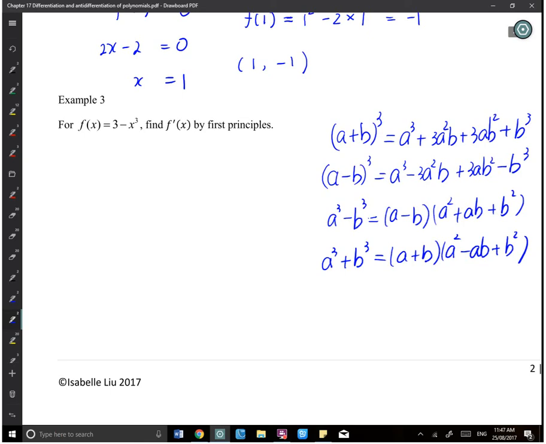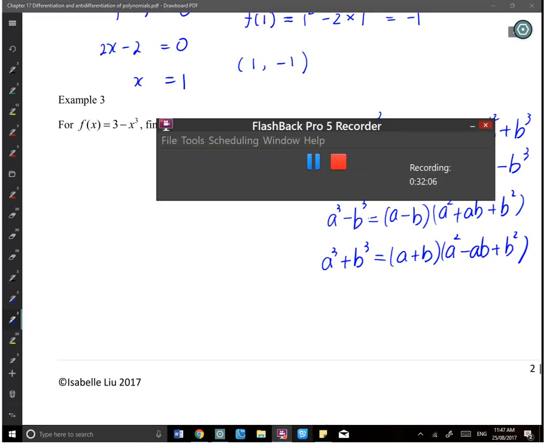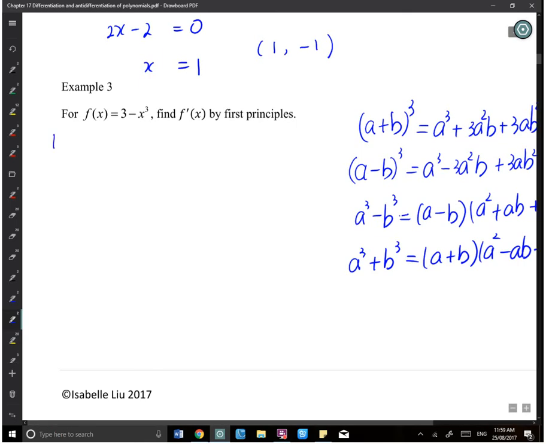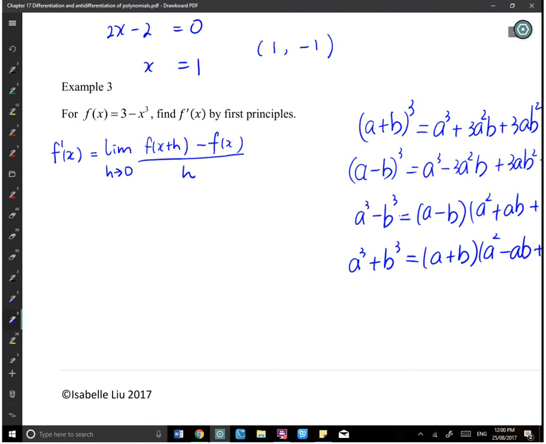Okay, give you 5 minutes. Just finish this one for me, please. So when you see first principle, what you're looking for is the derivative f dash x. That equals the limit as h approaches 0 of f(x plus h) minus f(x), divided by h. Okay, the thing is, you know what is f(x). f(x) is 3 minus x cubed. You know that. But what you don't know is f(x plus h).